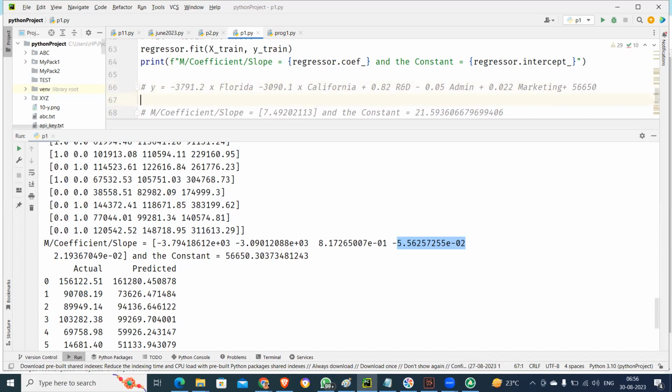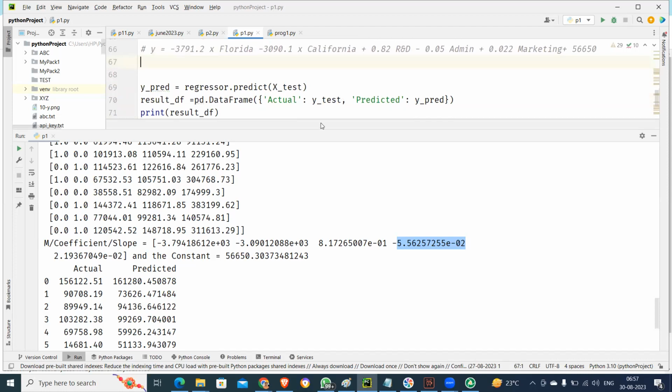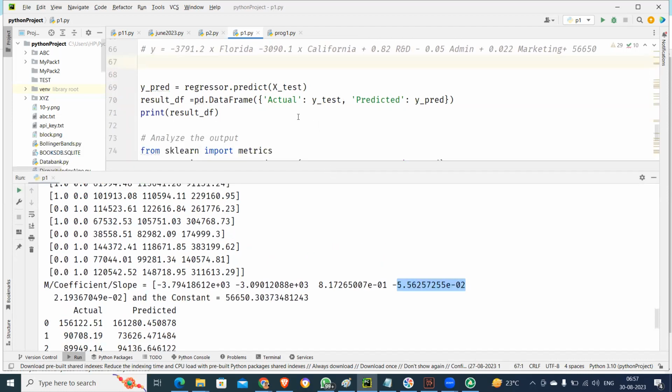Now, if you know how much money you are spending on R&D, on admin, on marketing, and whether you are based in Florida, California, or any other state, then if you are based in any other state, Florida and California both will be 0, right? And this is what you will get. It will tell you how much profit you can expect. So this is your solution. Now you are able to predict. And of course, we have y test and y.